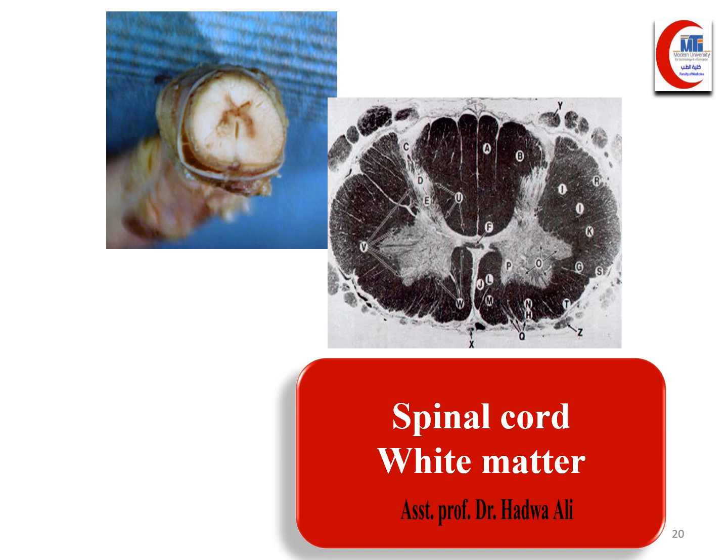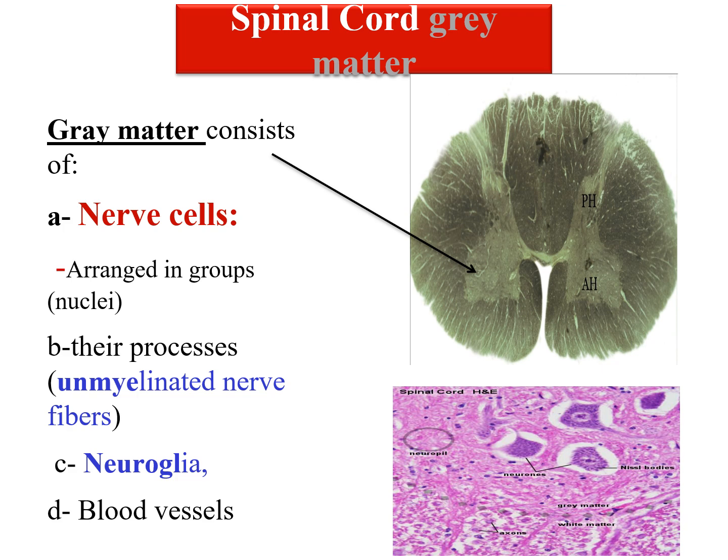Let's go to the second part in our lecture today, which is called white matter. What about the white matter? Let's remember gray matter before. Gray matter consisted of nerve cells, which are arranged in groups in the form of nuclei, and their processes, which are unmyelinated nerve fibers. What is the meaning of unmyelinated nerve fibers? This means that it is not covered by myelin sheath. Then remember that gray matter consists of neuroglia, which are supporting cells, and finally contains blood vessels.